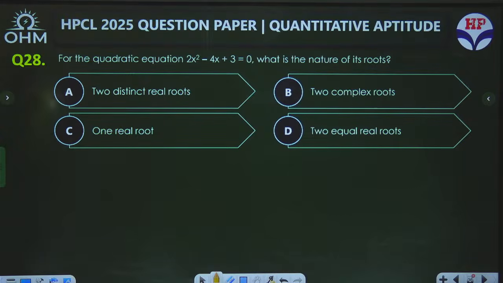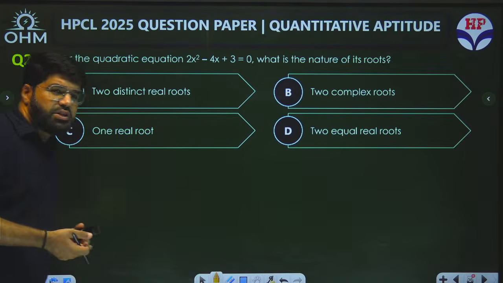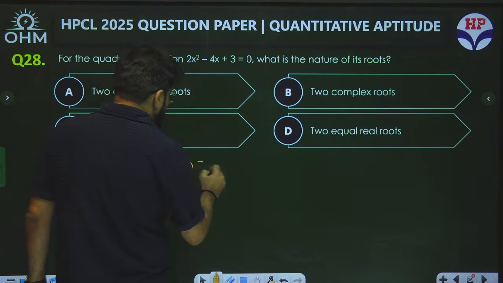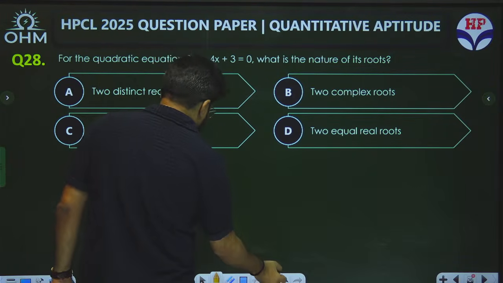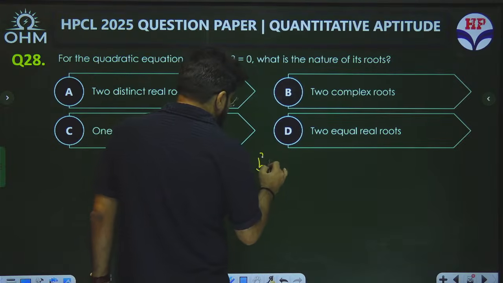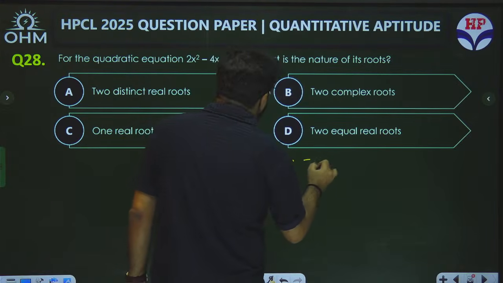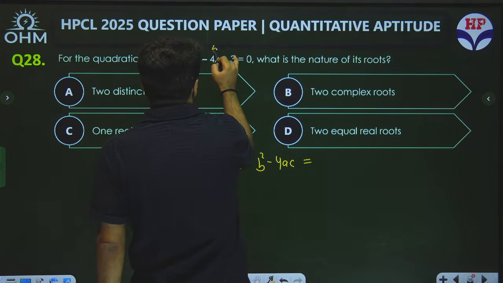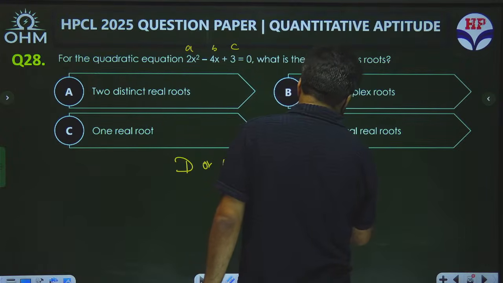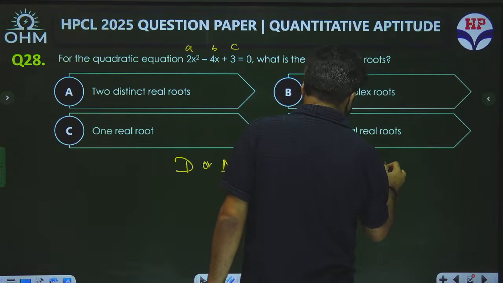28. For the quadratic equation 2x² − 4x + 3, what is the nature of roots? They have also asked one or two questions on direct quadratic equations. We need the discriminant for this. The discriminant, also called D or delta, is given by b² − 4ac. Here A is 2, B is −4, and C is 3.